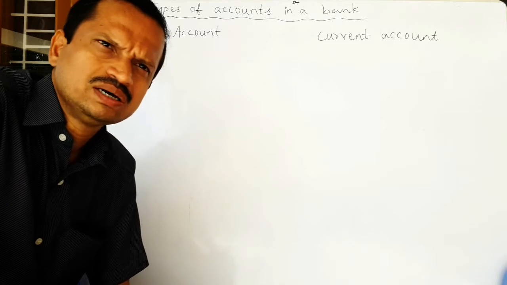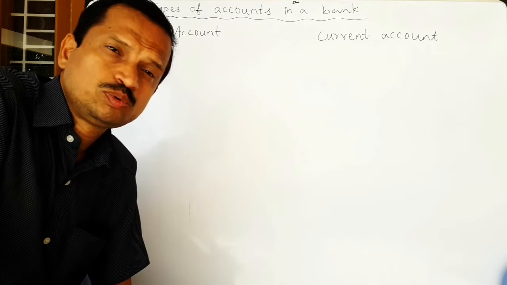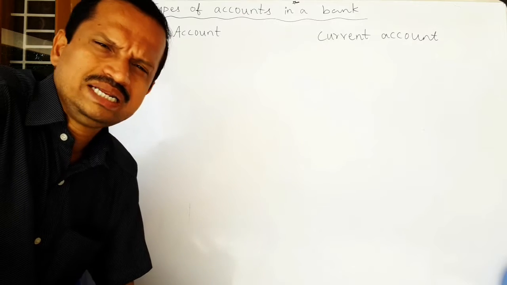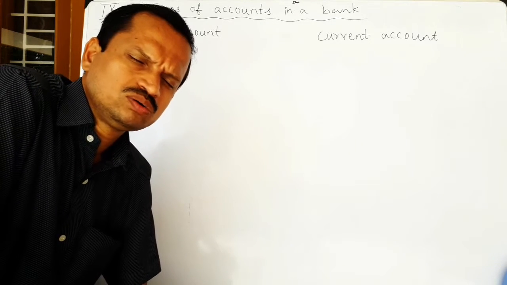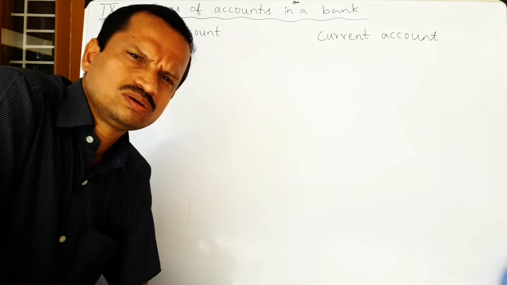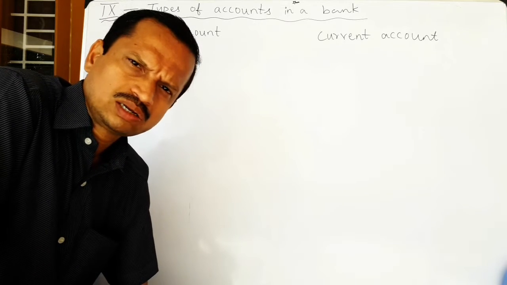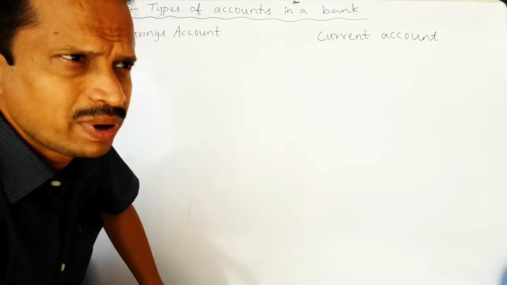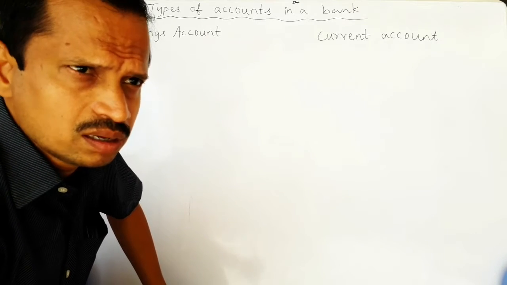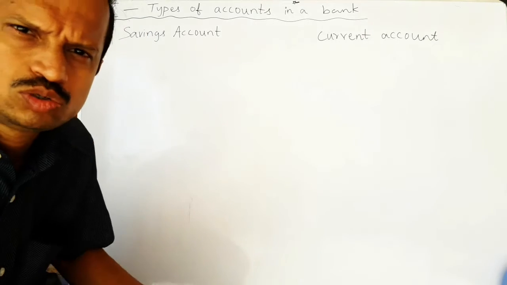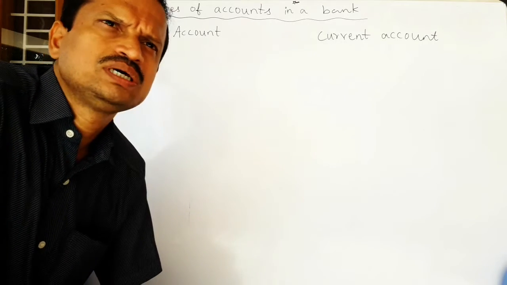For that we need to produce ID proof and address proof. For ID proof and address proof we can show either of the things what we have. For example, Aadhaar card, PAN card, driving license, passport, like that. Any ID proof we can produce to the bank to open an account.